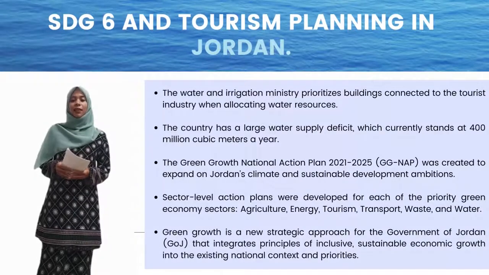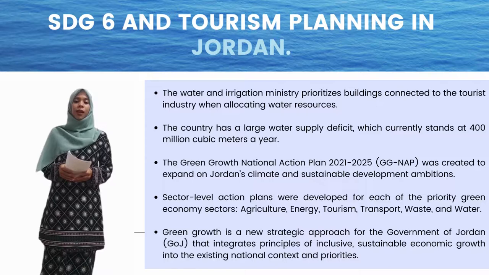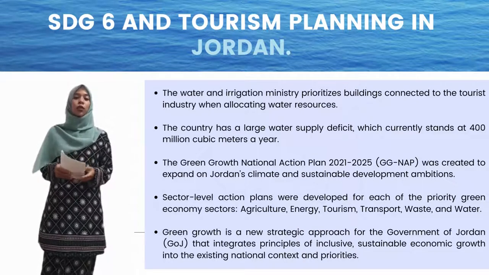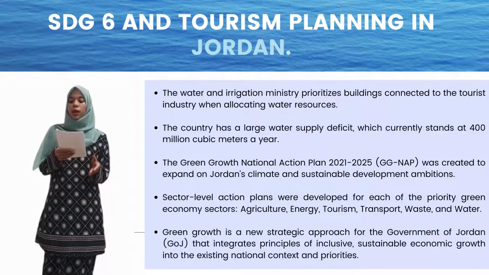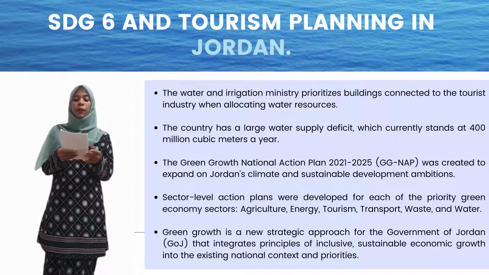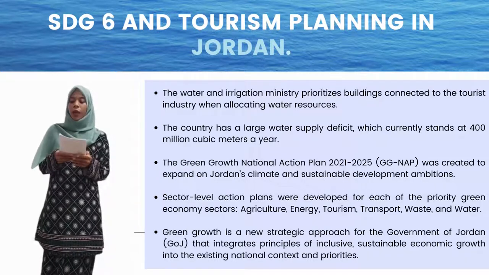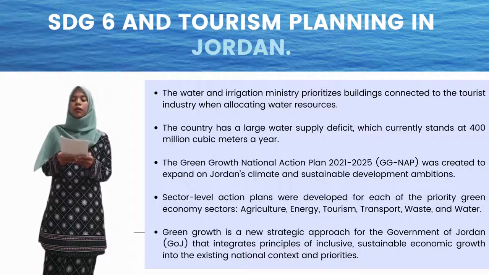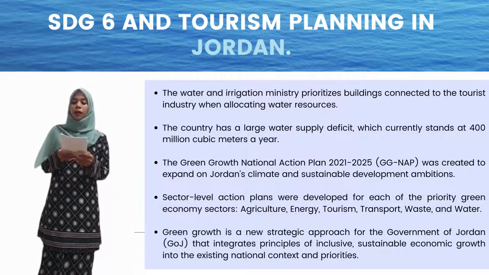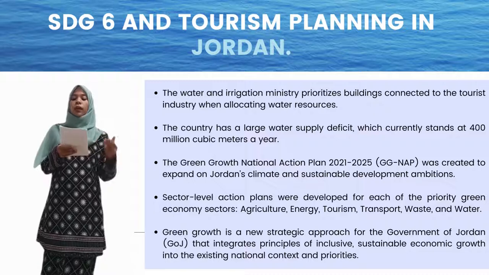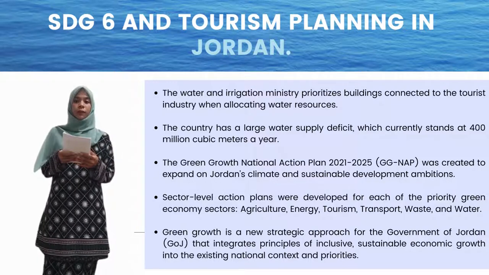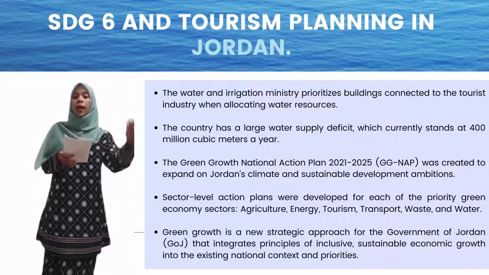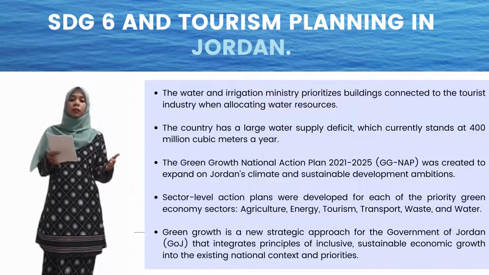Next, SDG 6 and tourism planning in Jordan. One of the most important sectors in the Jordanian economy is tourism. For this purpose, the Water and Irrigation Ministry prioritized buildings connected to the tourist industry when allocating water resources, second only to the basic provision of drinking water for the population. However, the water supply is a growing issue for the tourism industry in Jordan. A planned water connection project is aimed to help, but more is needed in the long term.